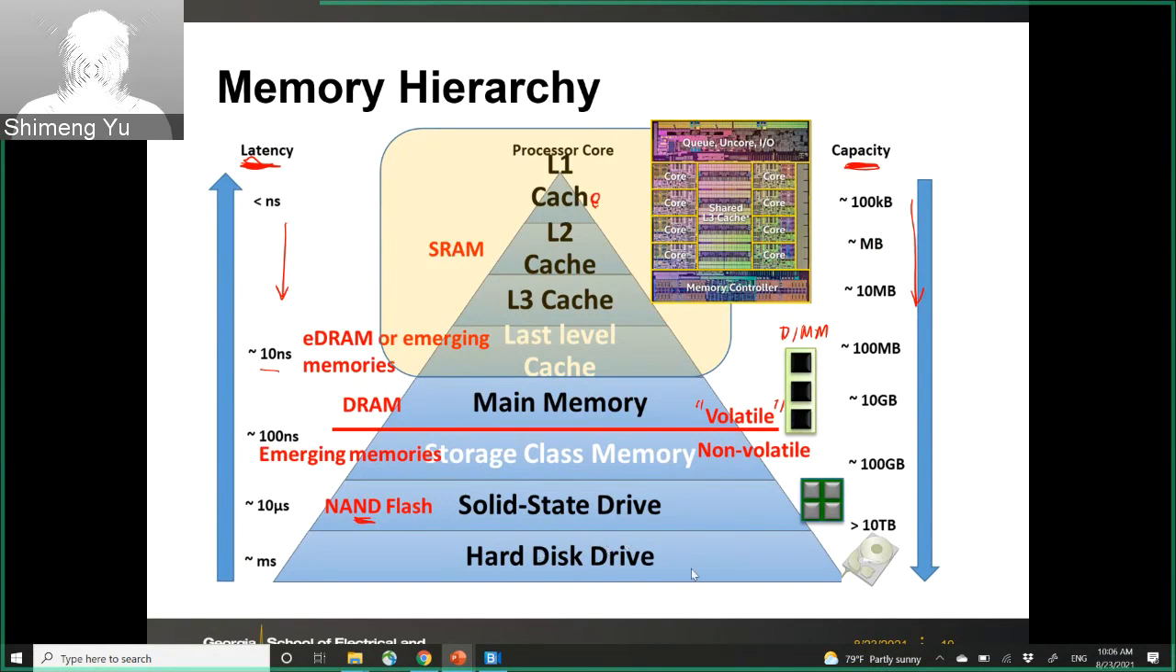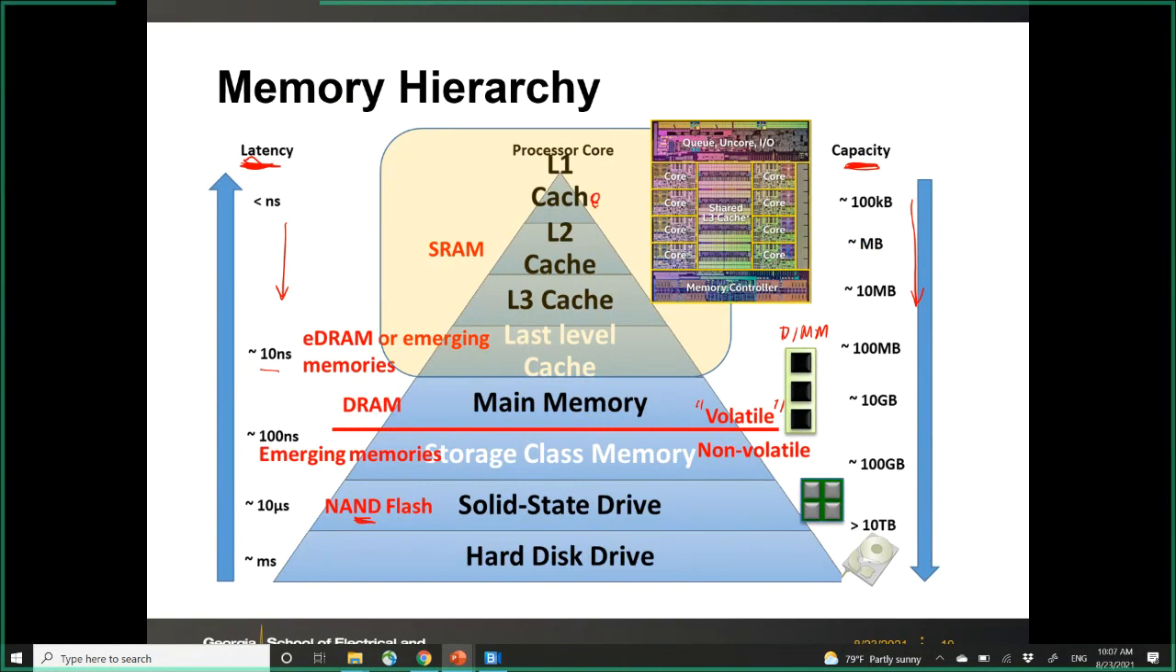And then at the very bottom of the hierarchy, we may still have the hard disk drive, especially in data centers and large scale systems. Because you can have tens of terabytes, you can save a large amount of data on it. But the latency is pretty long, like milliseconds. So this is basically the trade-off between latency and capacity in different technologies.